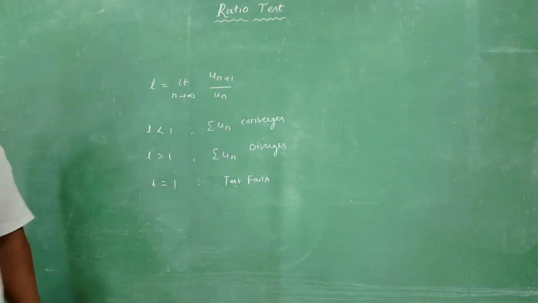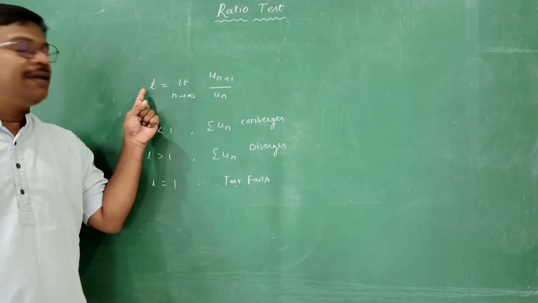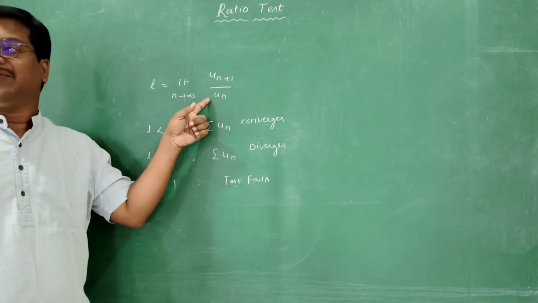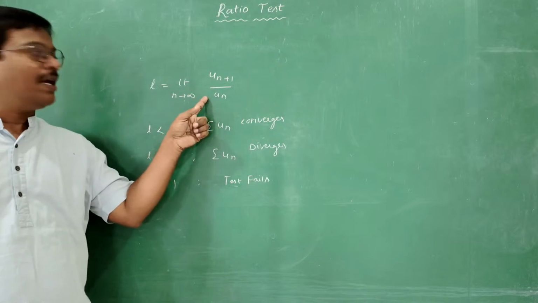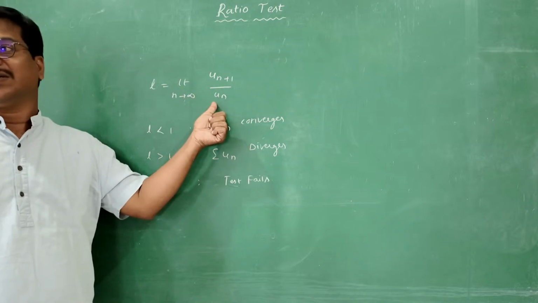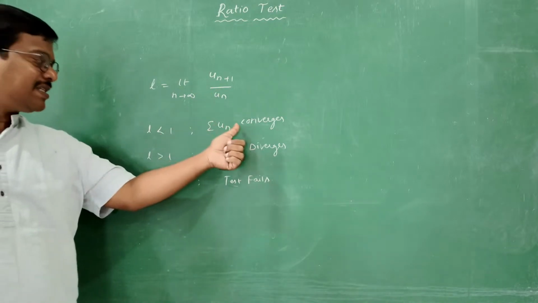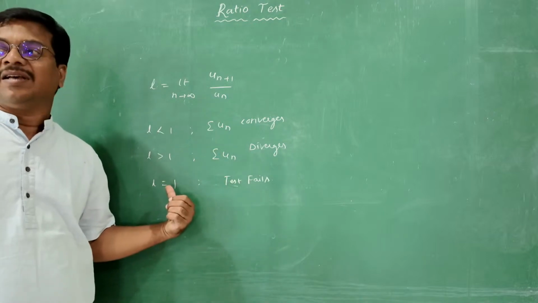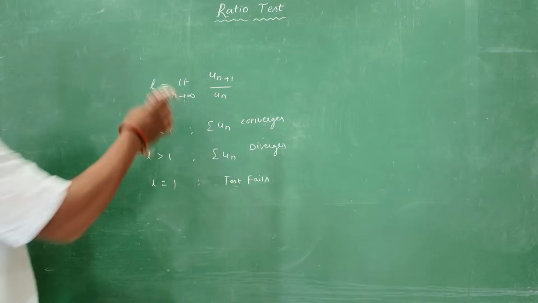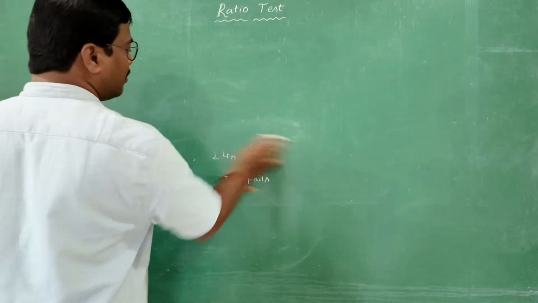Just remember that you have to calculate the limit value for un plus 1 by un. This is the ratio, okay? Limit n tends to infinity un plus 1 by un. If L is less than 1, it converges; remember, more than 1 diverges. When L equals 1, the ratio test fails. I am going to choose an example.